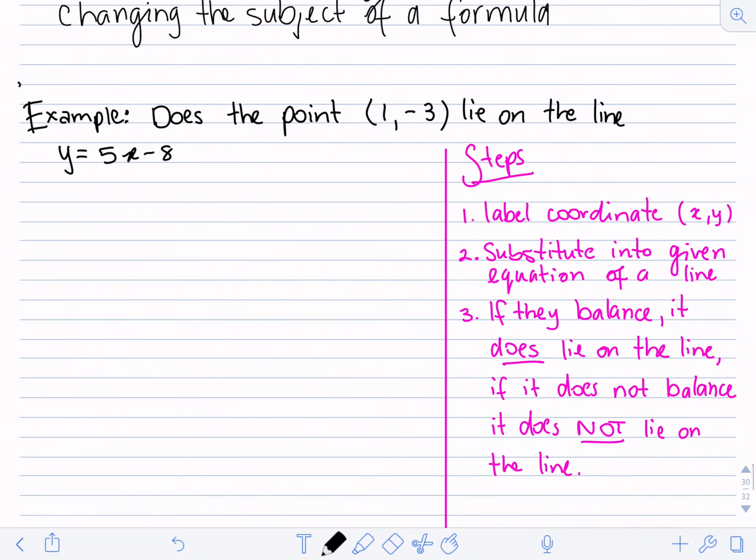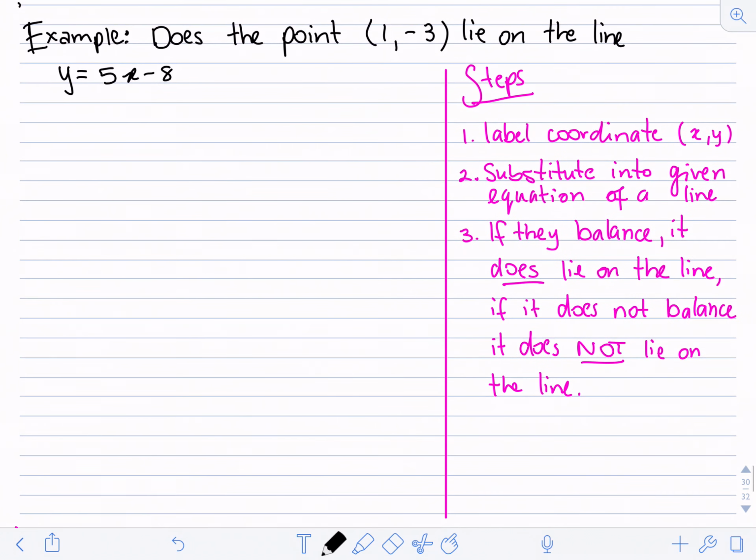We're going to test to see if a given point lies on a line. The previous knowledge you need in order to complete this is a good understanding of y equals mx plus b, the equation of a straight line. You need to know how to substitute, and the most important thing is you need to know how to change the subject of a formula. Okay, let's go through an example.